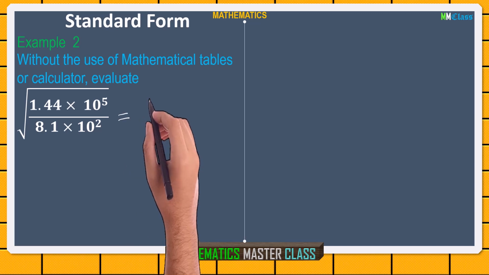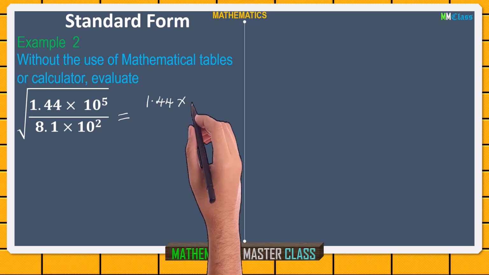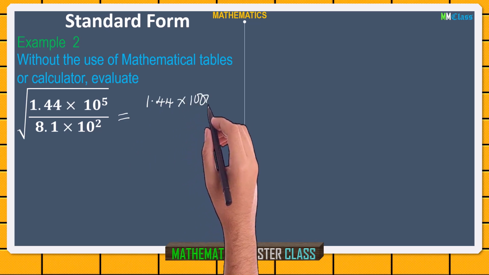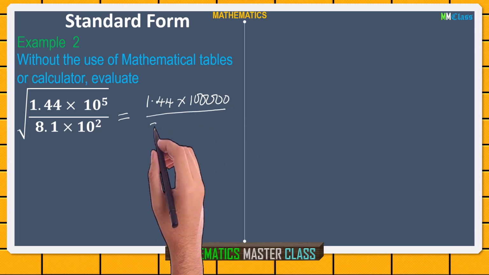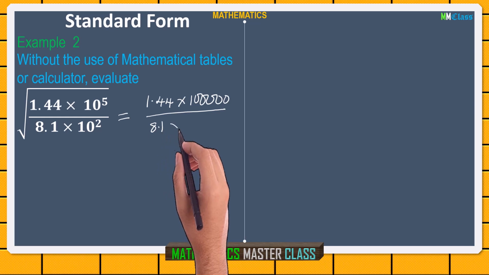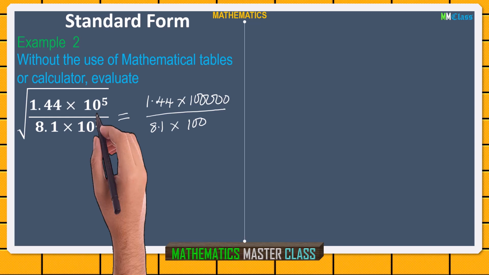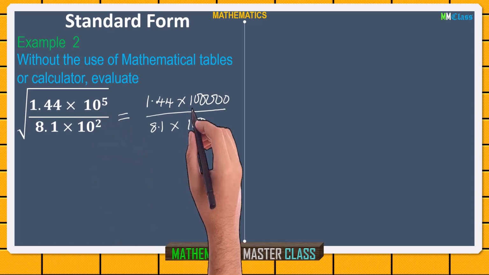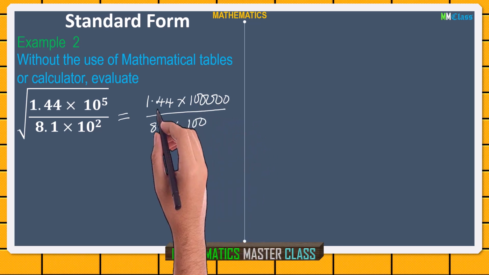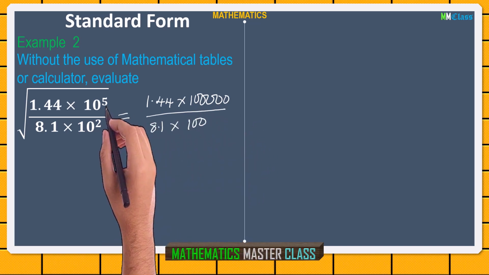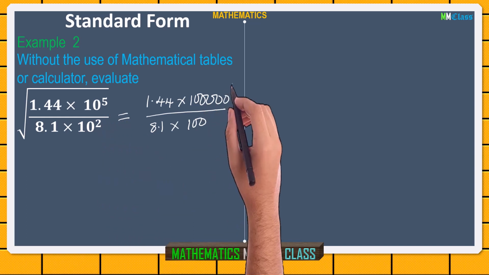Let's rewrite the number as 1.44 times 100,000 over 8.1 times 100. Remember, 10 raised to power 5 means 100,000. That is 5 zeros, 1, 2, 3, 4, 5. So the 5 here represents 5 zeros, and the 2 here represents 2 zeros.